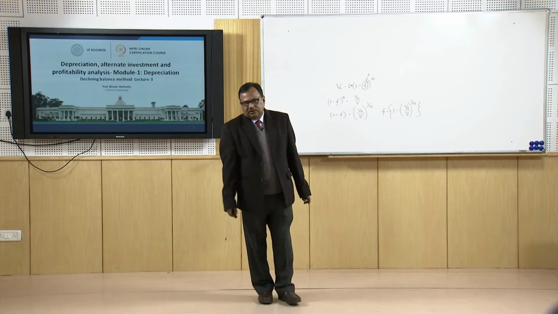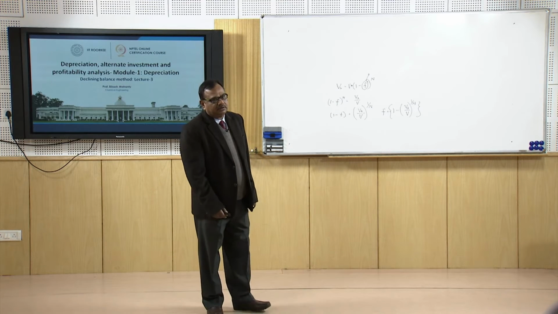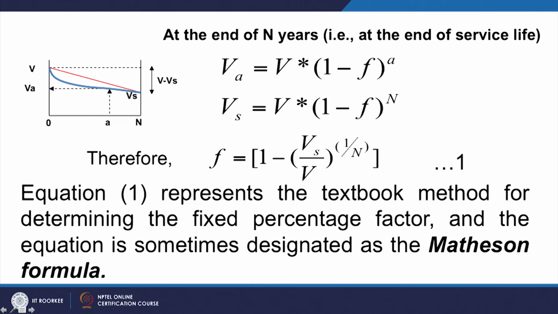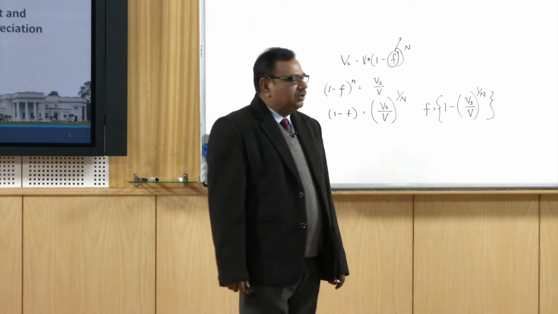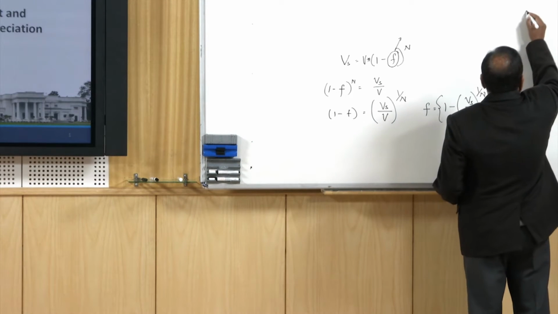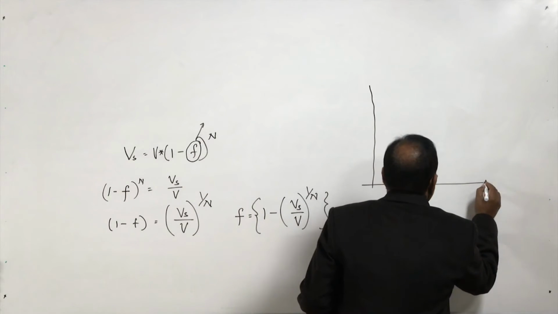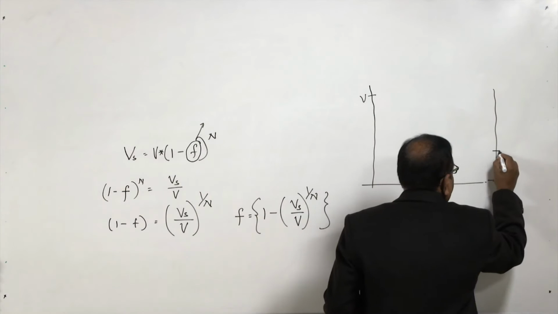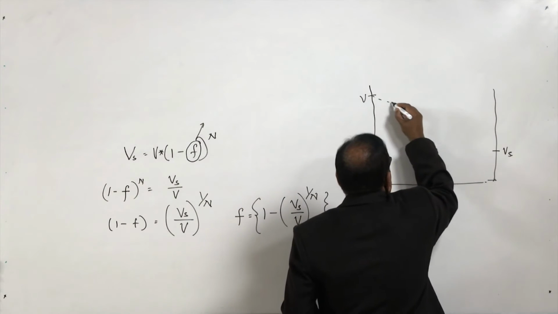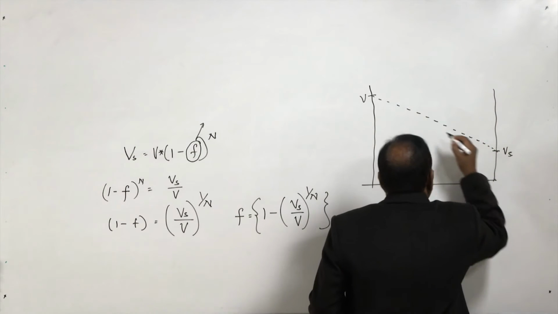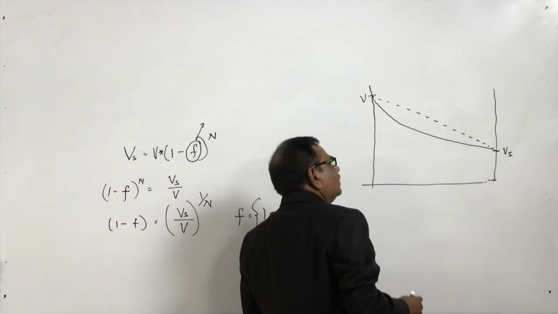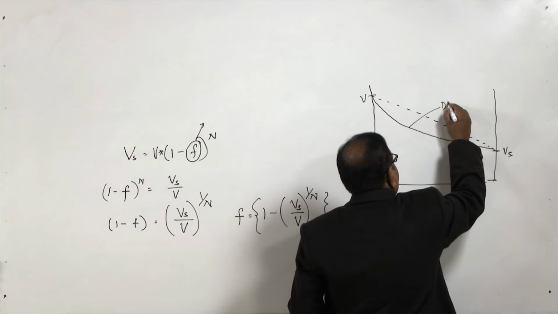Now, we will see that the depreciation rate is not constant in declining balance, as shown in the left hand side figure. The depreciation is more during the early years. In the straight line method, this is something like this, and in declining balance, this is something like this. This is declining balance.